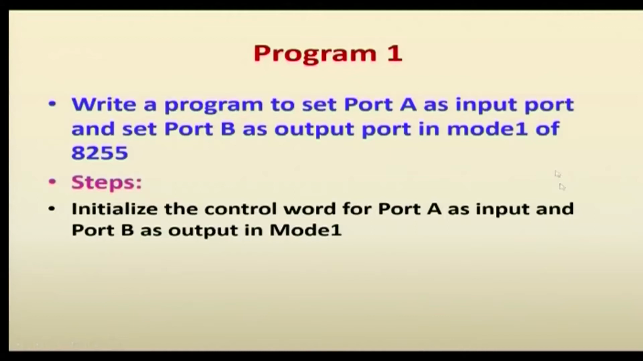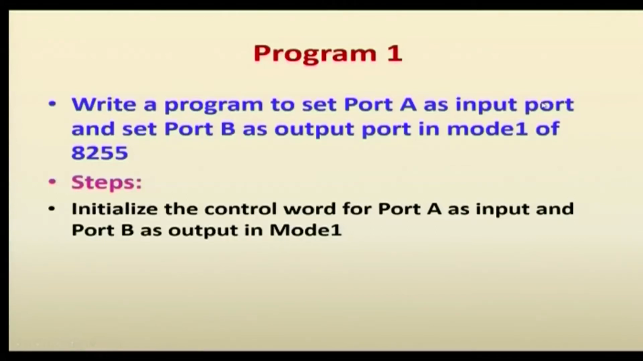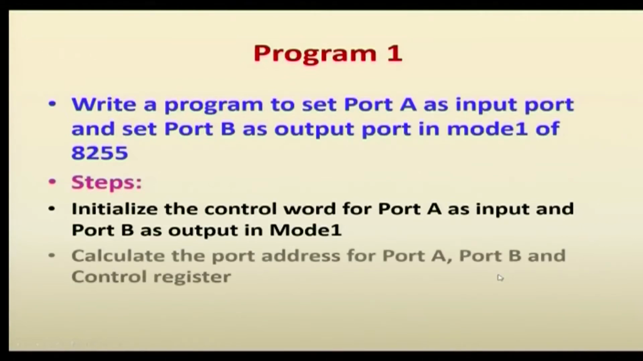For this program, what are the steps we have to do? First we have to initialize the control word based on the given task, which one is input and which one is output. Then we have to generate the port addresses. According to the requirement, then we have to do the read and write operations. Either we have to get the data from the input device or we have to send the data from the processor to the output devices. So, these are the steps. First initialize the control word for port A as input and port B as output in mode 1. Then calculate the port address for port A, port B and control register, because these 3 only are used for this program.